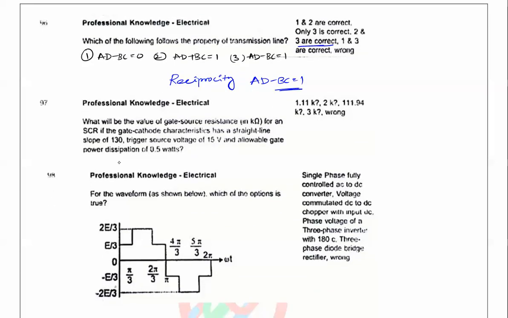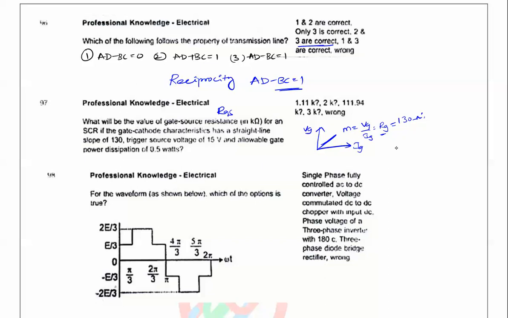Next one. So SCR, what will be the value of gate source resistance, that is, we want RGS in kilo ohms for an SCR if the gate to cathode characteristics has a straight line of slope 130. So gate characteristics means here we have the characteristics like this slope. Here we have the gate current and here we have gate voltage. So slope M is nothing but Y by X. So VG by IG is nothing but RG resistance. How much is it? 130 ohms.